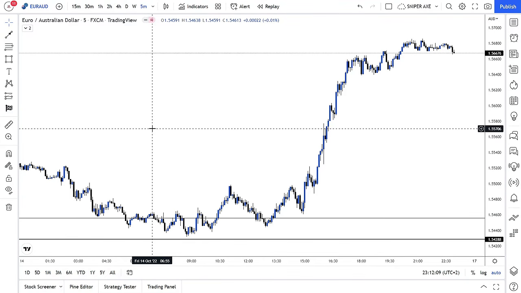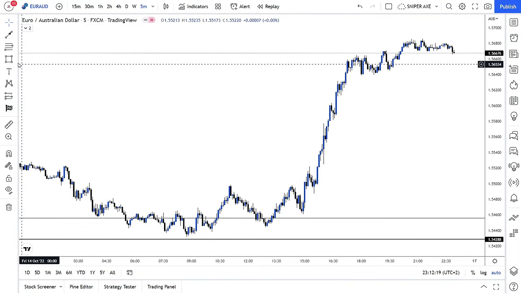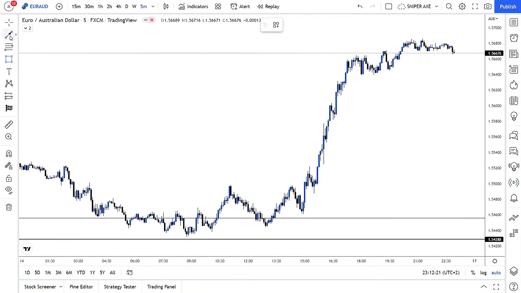I'm looking at my structure, either a CHoCH or the first BMS after the CHoCH, right? Then I'll get to take my trades. And usually I will take my trades either in the London session or in the New York session, right? So in this case, let's look at the structure. So price was actually coming down.